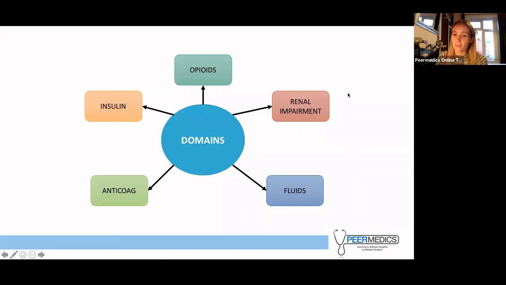So, we've gone over today opioids, renal impairment, and fluids. All of the cases, I'd really recommend that you try and do them again in your own time. Don't look at the answers just yet, just give them a go, work on the BNF and work on the prescription chart and see if it makes sense for you, and then you can go through the answers after. On Tuesday, we'll go through anticoagulation and insulin.